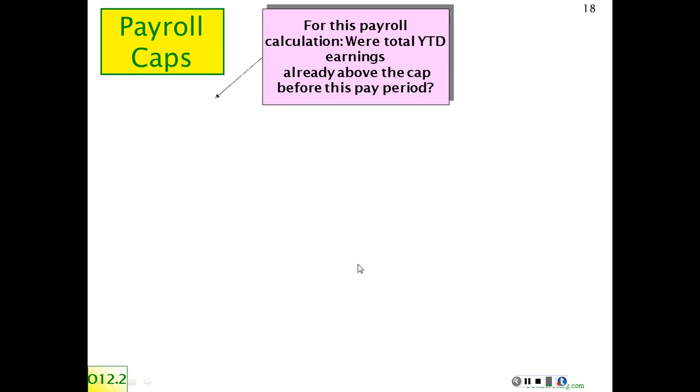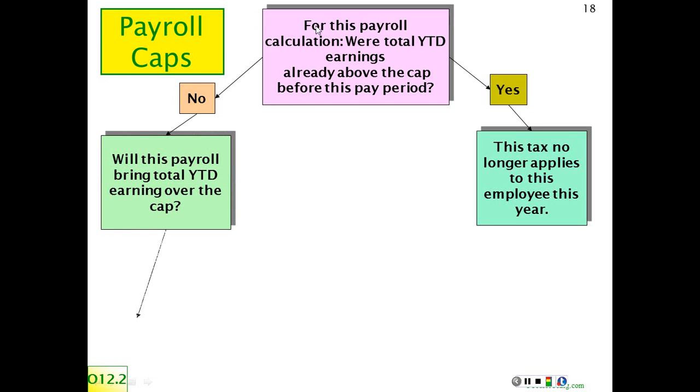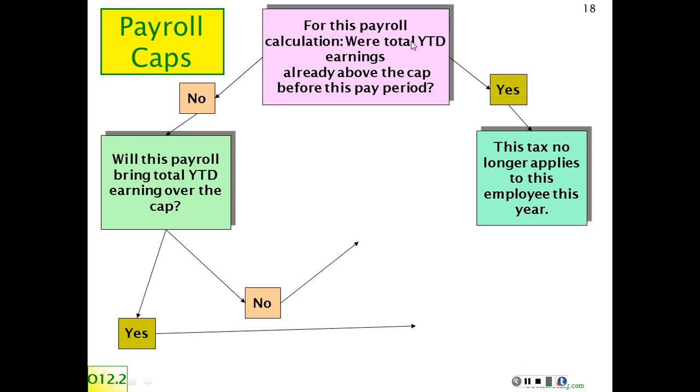So when you run into a cap, how should you think about it? When you're dealing with a payroll calculation, you ask this question: for this payroll calculation, were the total year-to-date earnings already above the cap? Year-to-date earnings means the earnings just before you compute the payroll you're working on. What have you earned and has been recorded year-to-date? If those were already over the cap, yes, then you're done with the tax. You don't have to apply the tax to any of the current payroll you're working with.